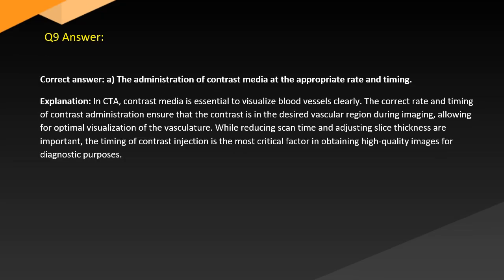Answer. Correct answer: A. The administration of contrast media at the appropriate rate and timing. Explanation. In CTA, contrast media is essential to visualize blood vessels clearly. The correct rate and timing of contrast administration ensure that the contrast is in the desired vascular region during imaging, allowing for optimal visualization of the vasculature, while reducing scan time and adjusting slice thickness are important. The timing of contrast injection is the most critical factor in obtaining high-quality images for diagnostic purposes.